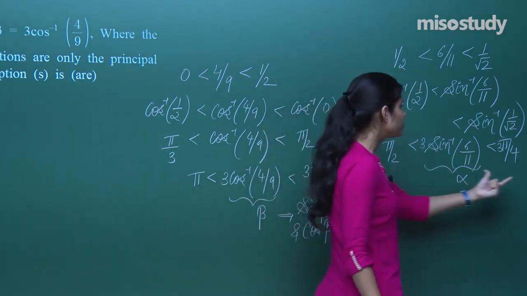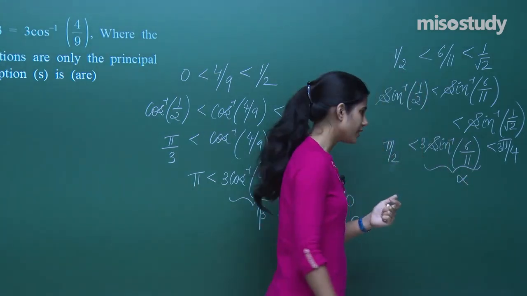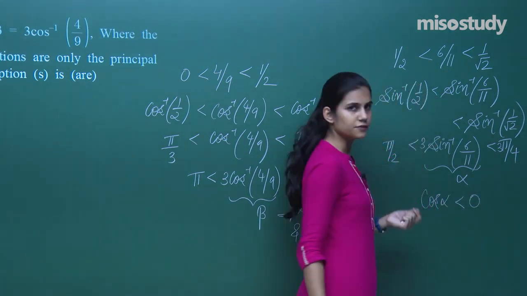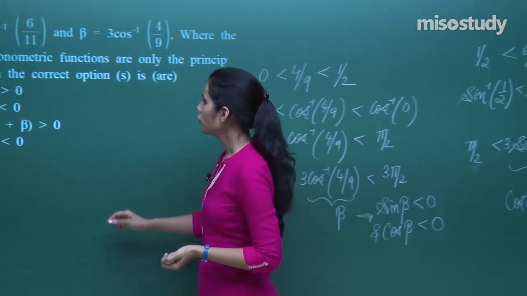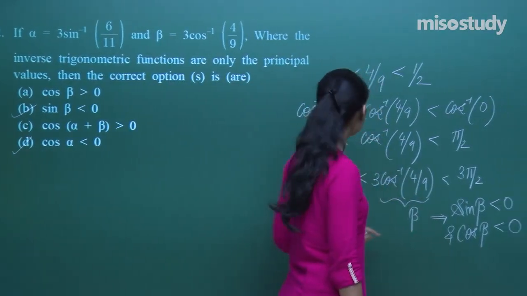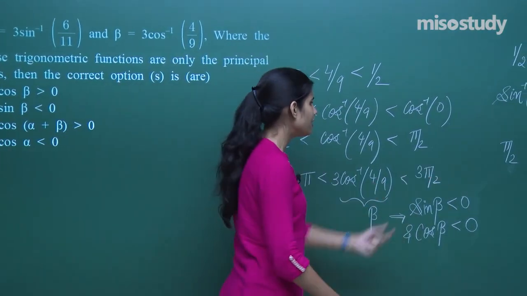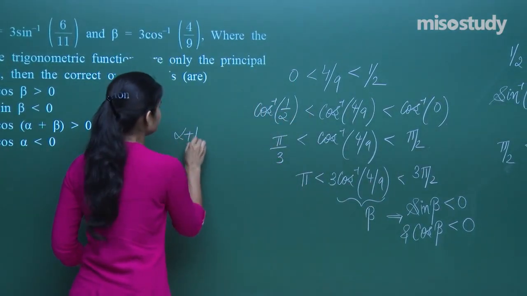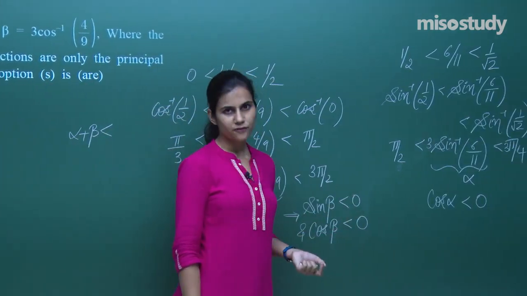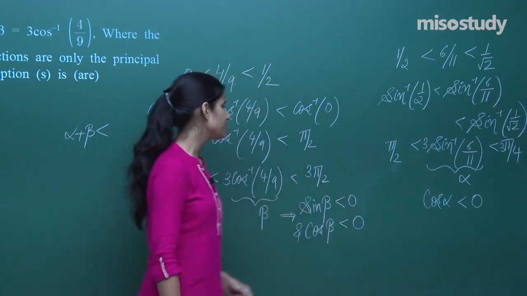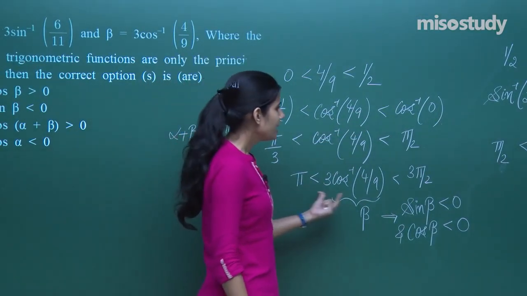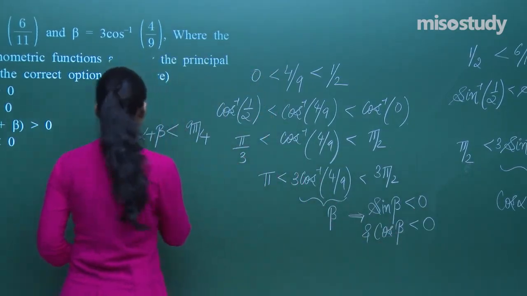Alpha is lying between pi by 2 and 3 pi by 4. So what about alpha? I can definitely say cos alpha is negative. So yes, cos of alpha is definitely negative. Fine. And if I add both these values, this is beta, this is alpha. So alpha plus beta will be less than 3 pi by 2 plus 3 pi by 4, which makes it 6 plus 3, 9 pi by 4. And it is pi plus pi by 2, which is 3 pi by 2.